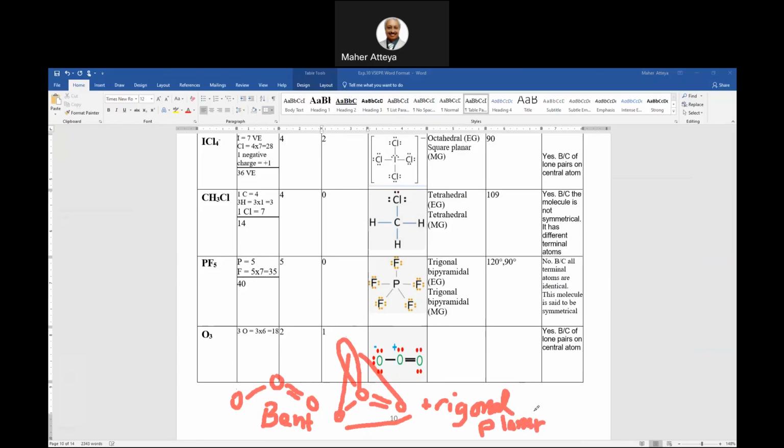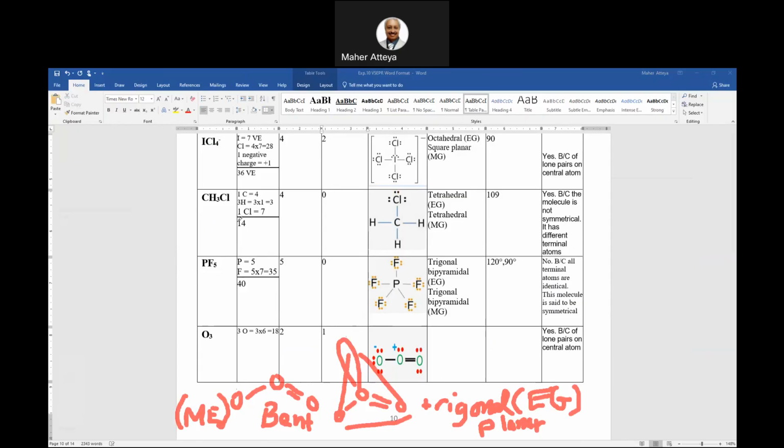This is your Eg, electron geometry. This is your Mg, molecular geometry. Correct, guys? Can you see it? So you can see here, this is bent, the molecular geometry. So you exclude the lone pair. When you include it, all of them, this will be AX2E1, that will be trigonal planar.